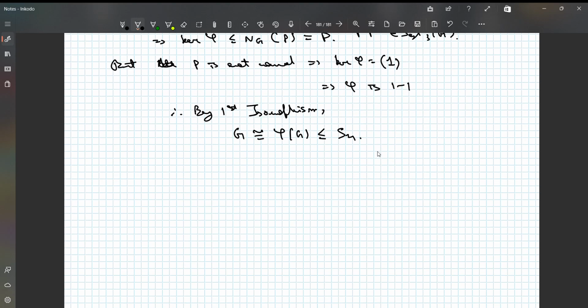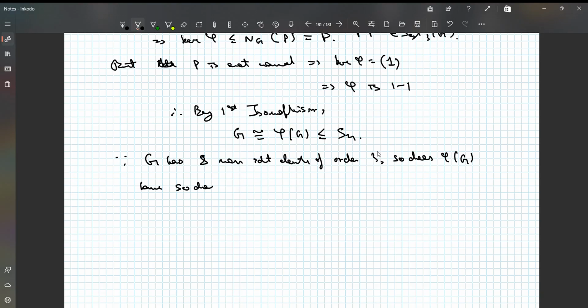Now we know that under isomorphisms, the number of elements of the same orders gets preserved, right? Because isomorphism means that the group structure is the same. So if there are n elements of order m in some group, then its isomorphic group will also have n elements of order m. In other words, since G has 8 non-identity elements of order 3, so does phi of G. But phi of G is a subgroup of S4, hence so does S4.